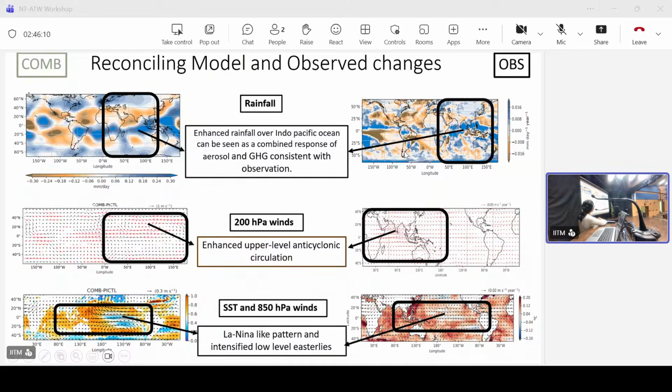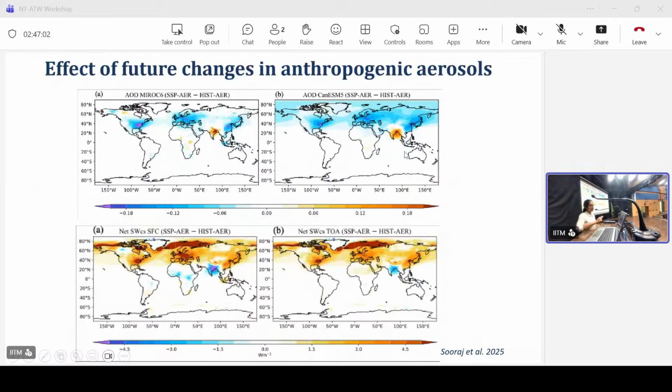And we see this enhanced upper level anticyclonic circulation, 200 hPa winds, which basically transport energy northwards. And as a counterpart, when you look into the observed trends in the 200 hPa winds, you can see this intensification of this anticyclone over the region. Coming down to the surface, the model in the combined experiments very nicely shows the intensification of the easterlies and the SST gradients. And the observed trends in the SST gradients also show the warming over this region and enhanced equatorial easterlies. So basically what we can say is that the intensification of the Hadley cell that we see in the wintertime over the Indian Ocean region is driven by the combined influence of both aerosols and GHG.